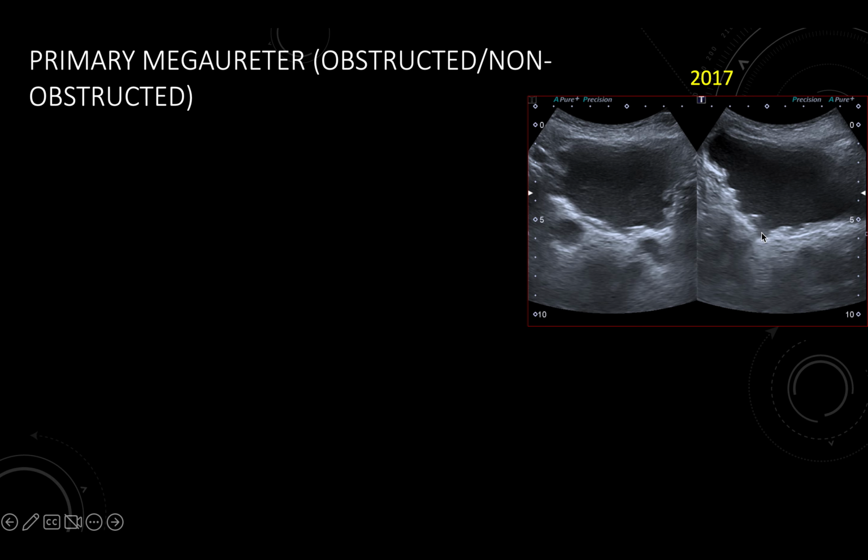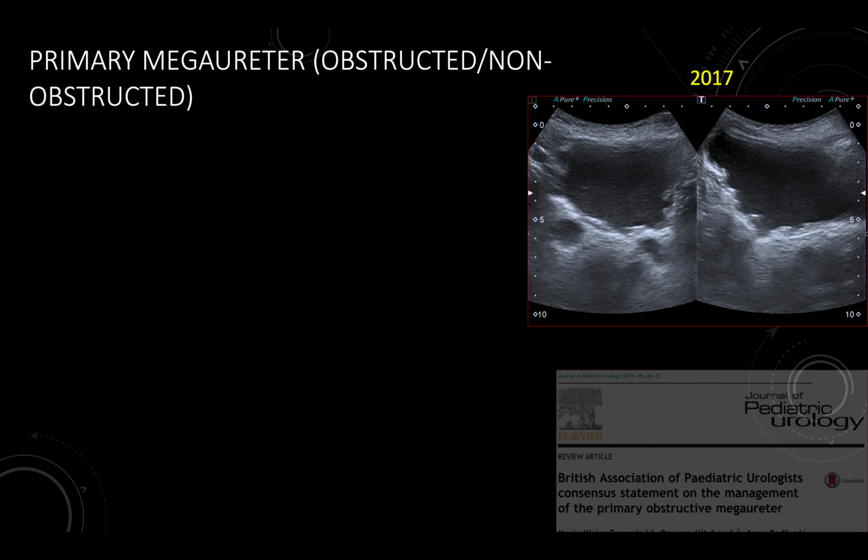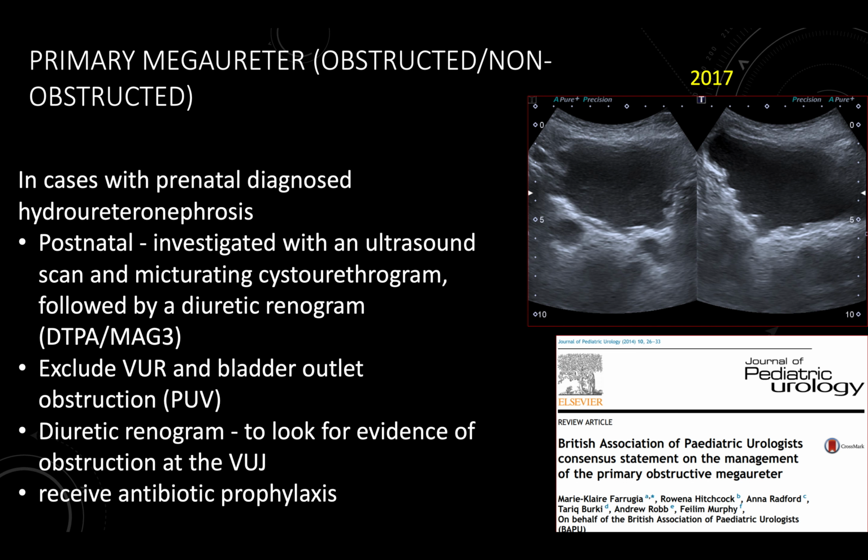But later on in 2017, the child demonstrated some evidence of a trabeculated bladder. So this is a primary megaureter. It can be obstructed or non-obstructed. In our case it's obstructed. In cases postnatally, whenever you investigate, you cannot find any evidence to suggest reflux. You have excluded reflux, you have excluded bladder outlet obstruction in a bilateral hydroureteronephrosis. Then a diuretic renogram may be helpful to see evidence of obstruction at the VUJ, but eventually, when we have excluded this, we can come to this diagnosis.